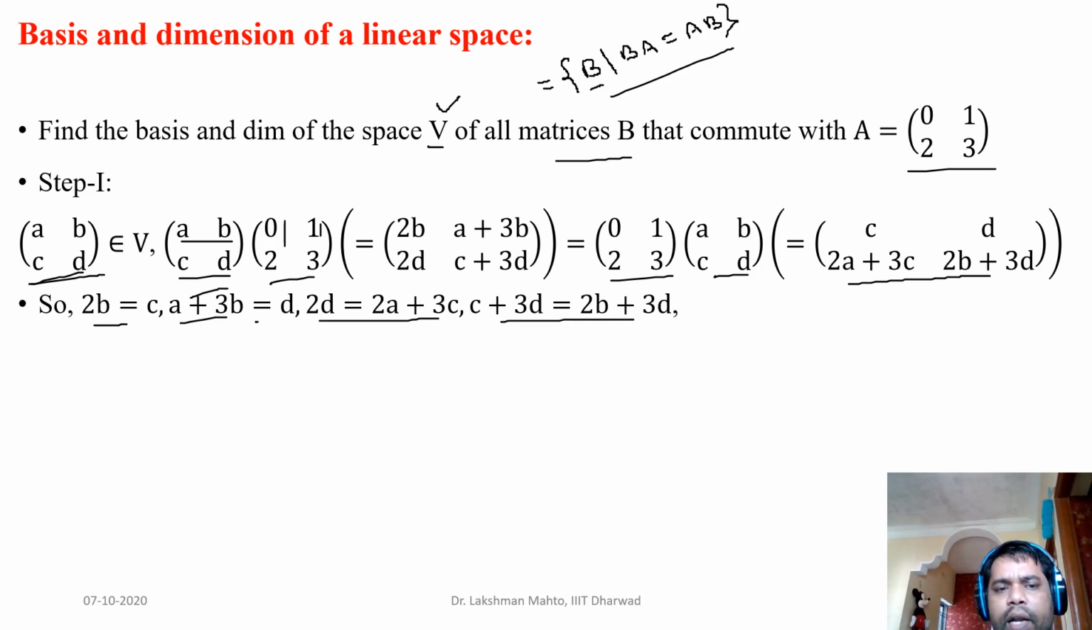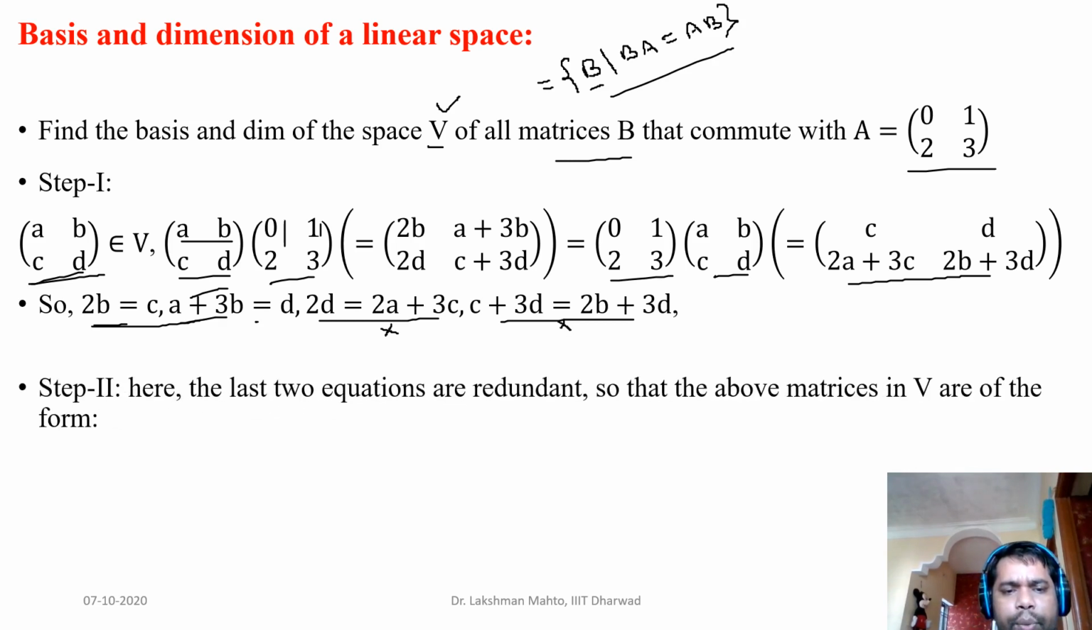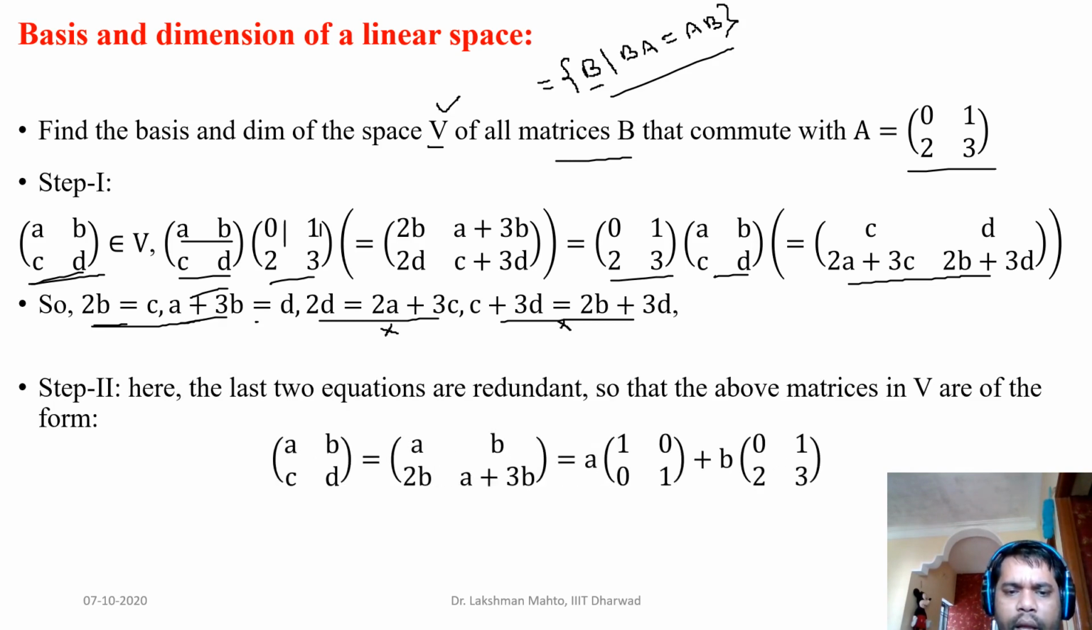Why? These depend upon the first two. So that's why the last two equations are redundant. We don't need these two; we can truncate them. After that, we will observe a special pattern or form of the matrix from V.